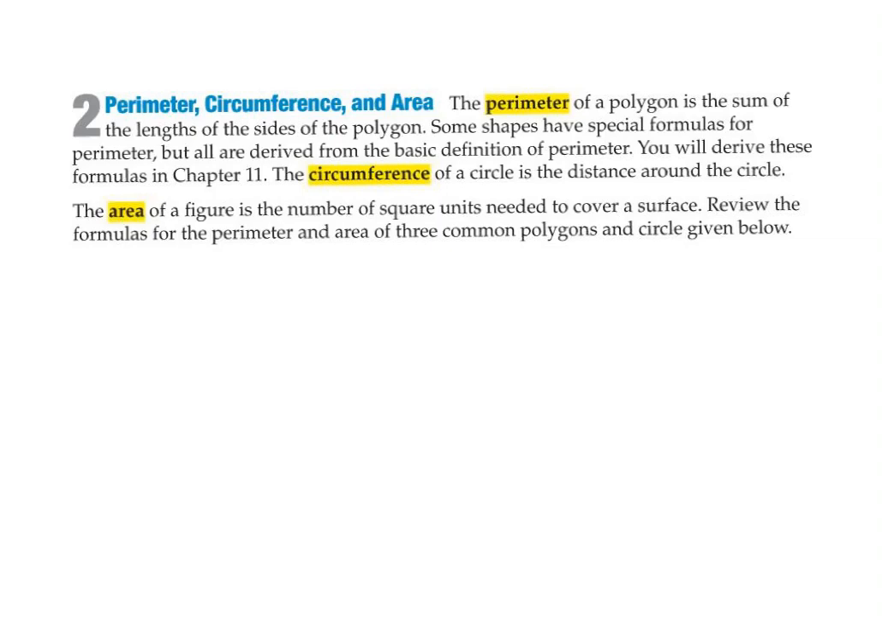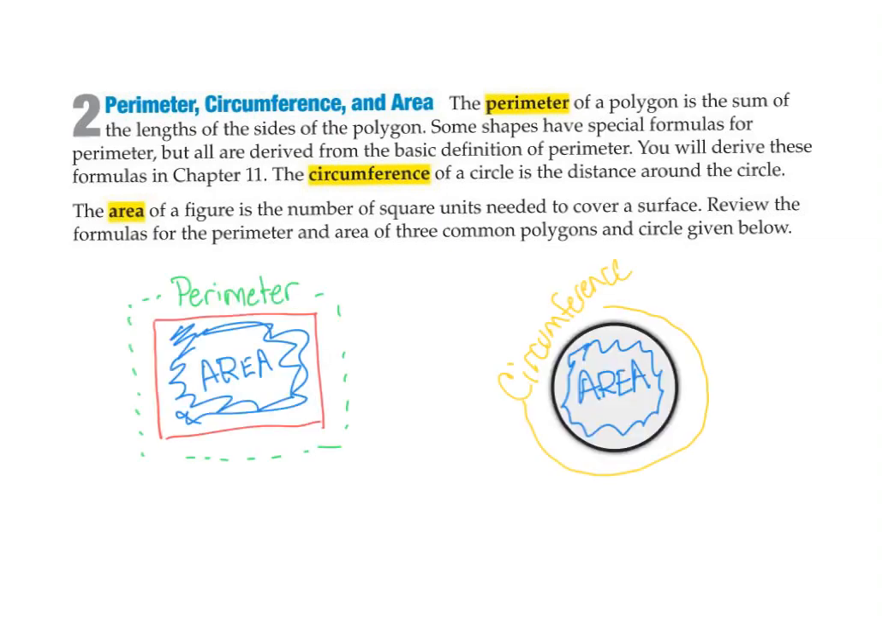polygon. The circumference is a special distance because it only applies to circles. So the circumference is the distance around a circle, whereas perimeter is the distance around any other polygon. The area is basically all the space inside of a shape. Please refer to the images for an idea of the definitions.